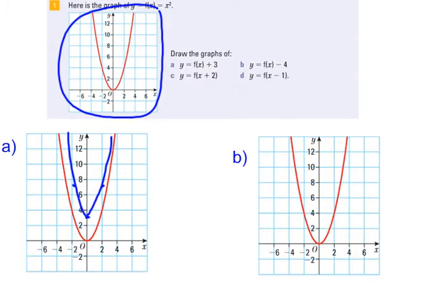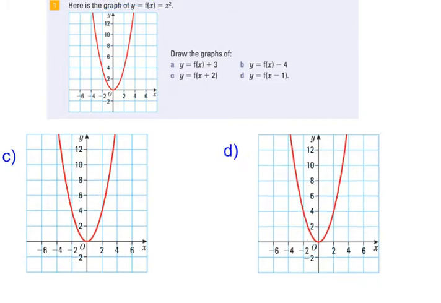Similarly, for part B, it's outside the brackets, it's y equals f(x) take away 4, so all of my y values are going to go down 4. So every single one of those y values is going to go down by 4. My graph is going to move down by 4. And again, this is just a sketch, just showing those important places where the graph is moved down by 4.